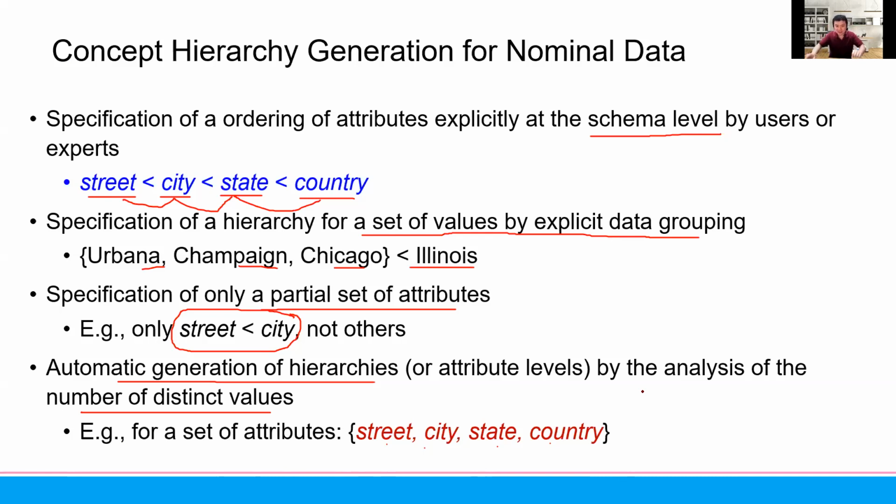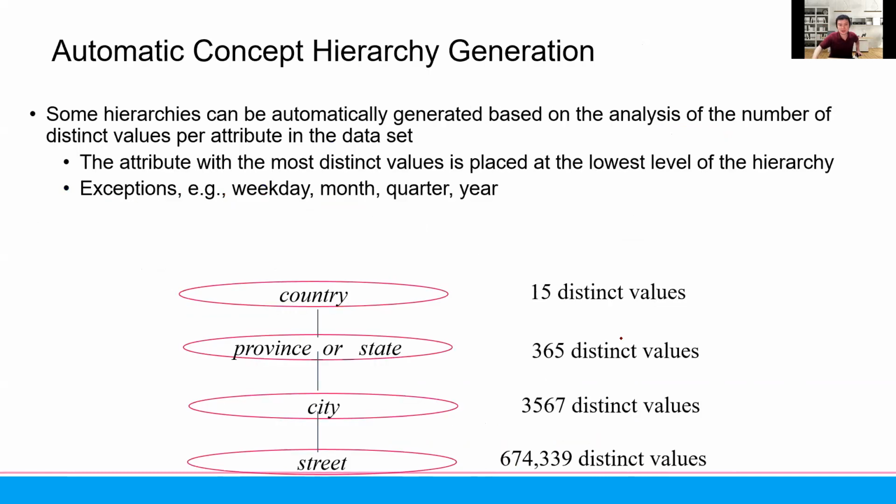So if we collect all the data, okay, we have the first data, the second data, the third data, the fourth data, and we have the collection of the data, so we can do the automatic generation of the hierarchies. The automatic concept generation means we want to generate automatically based on the number of distinct values, which is the unique values. If I know the unique values, there are 15 distinct values per country. Okay, there might be a lot more distinct values in the province or state. There will be a lot more distinct values in the city, and there will be a lot more distinct values in the street name.